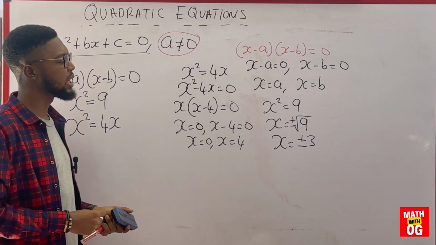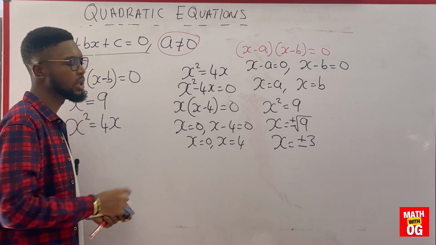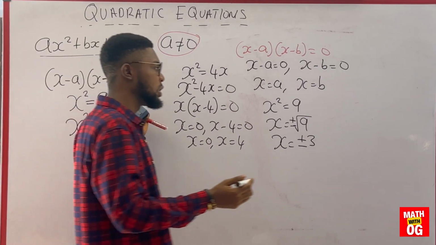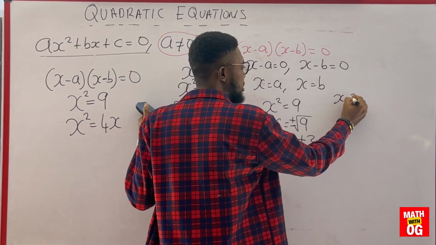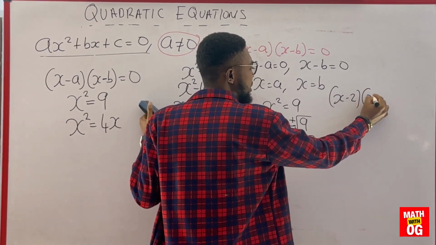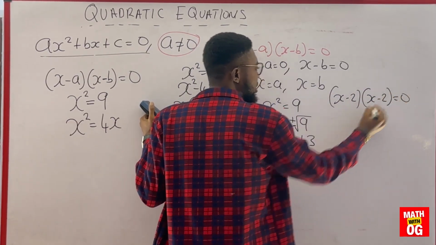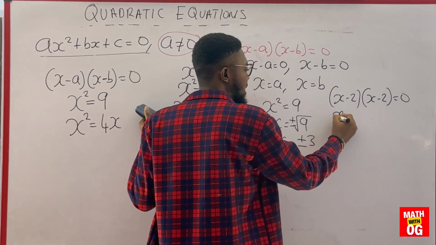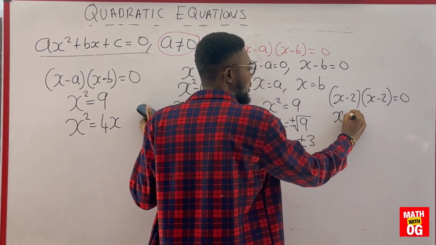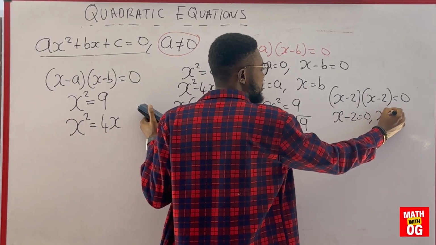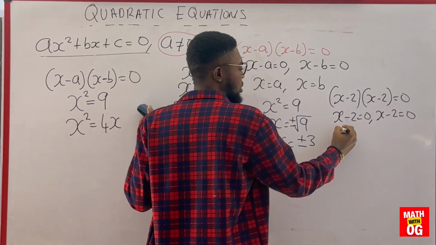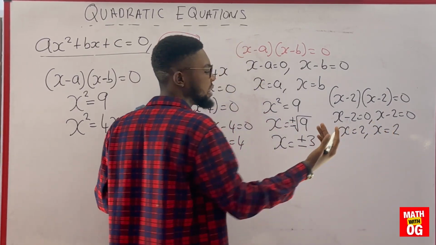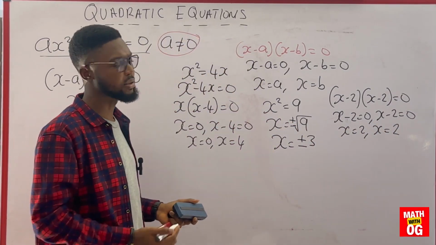Now, I told you guys that there are cases whereby you can have only one answer when dealing with quadratic equation. So an example is when you have a question like this: x minus 2 multiplying x minus 2 equal to 0. Product of two numbers equal to 0. So I can easily say x minus 2 is equal to 0 or x minus 2 is equal to 0. So x is equal to 2 or x is equal to 2. So as you can see, it has only one answer, and that answer is x equal to 2.